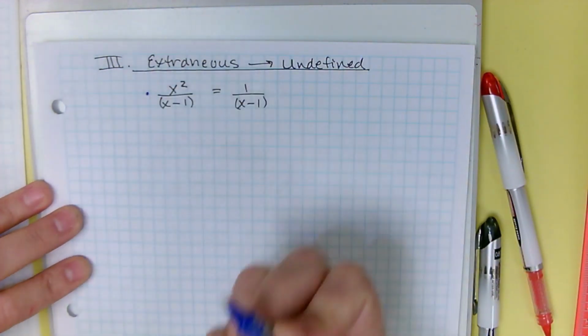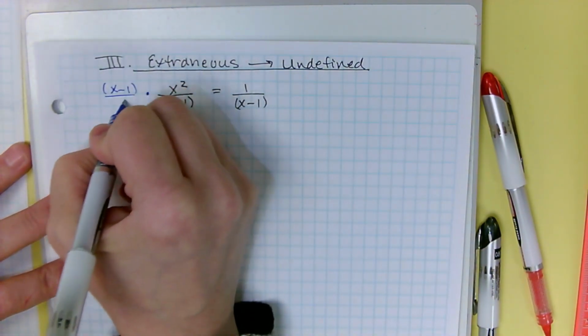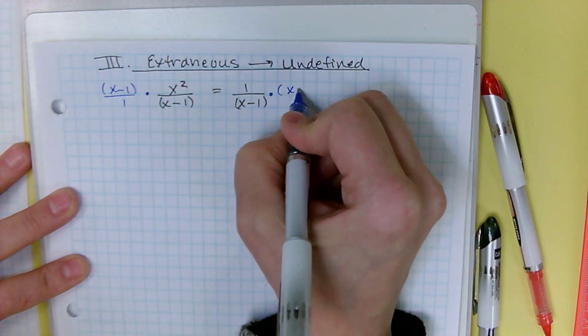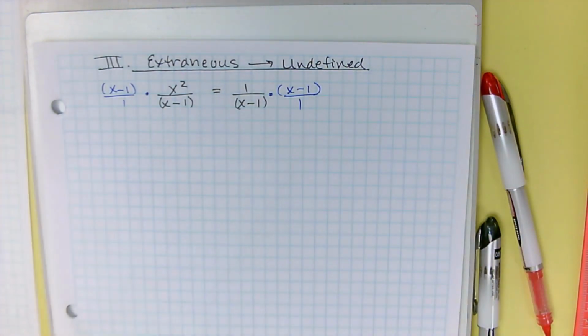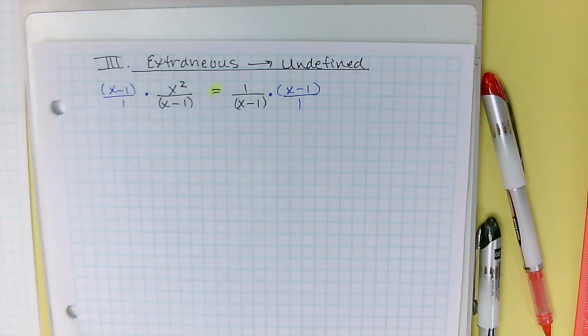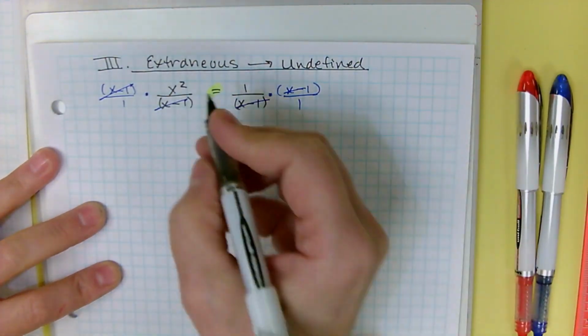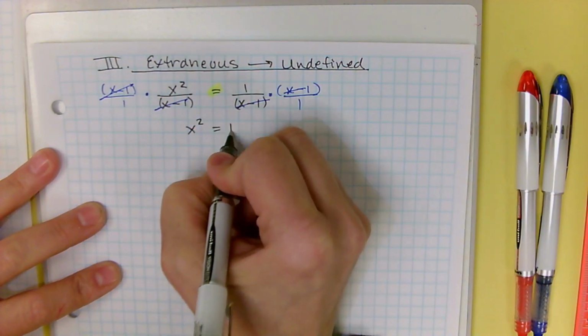So we're going to multiply by the reciprocal of the denominator. So we're going to multiply by x minus 1 over 1. This is legal because we're doing it equally to both sides. If you're doing a problem that has no equal sign, you cannot do this step. It only works with an equal sign. All right, so all of the bottoms cancel out. I have x squared equals 1.